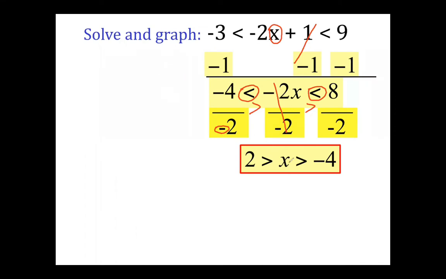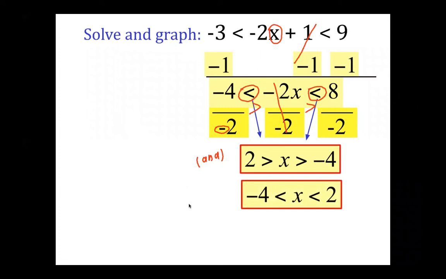Remember that whenever you have this form where it's all connected in one inequality, it's going to represent a compound inequality joined by the word and. So you can rearrange this as you normally would into descending order. So that would be -4 is less than x is less than 2.